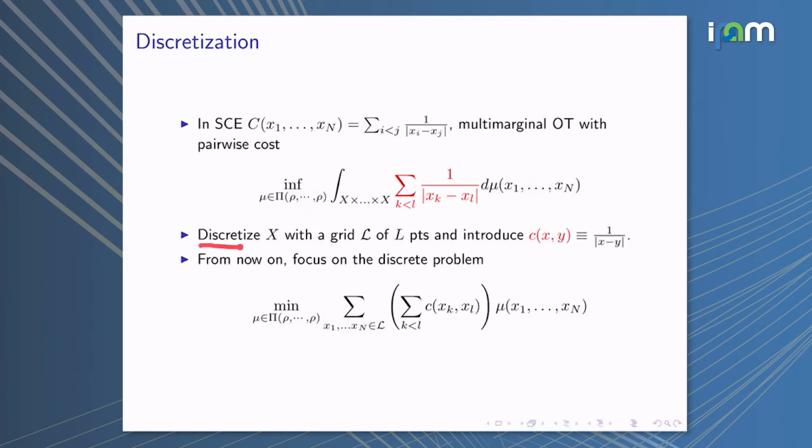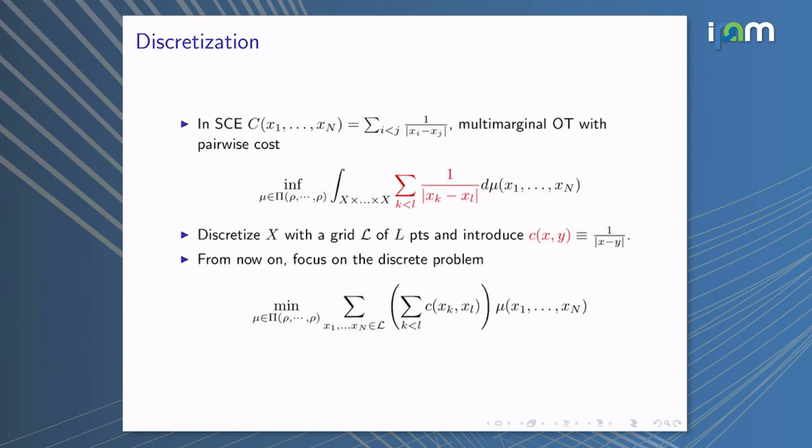So we discretize a space X, which could be 1D, 2D, or 3D, depending on the problem you have, with a grid of, let's say, L points. So L is like a few hundreds or maybe a few thousand. So this is how you discretize your physical domain. But L doesn't grow exponentially. You can think of it as a fixed constant.